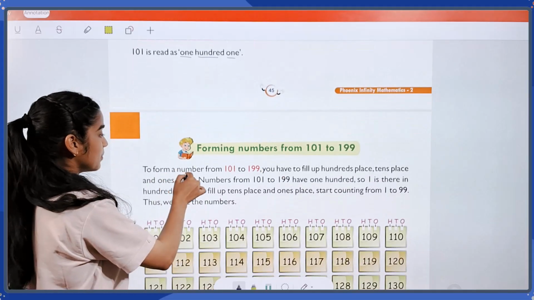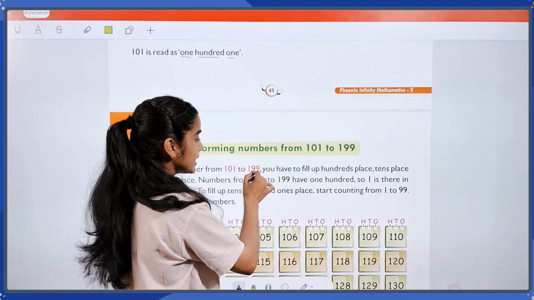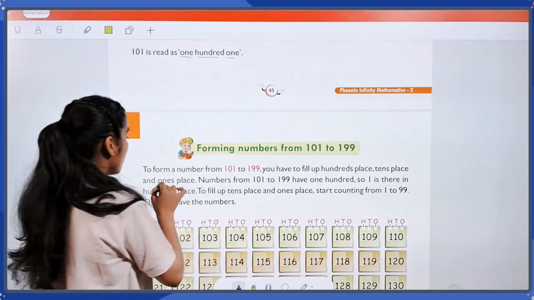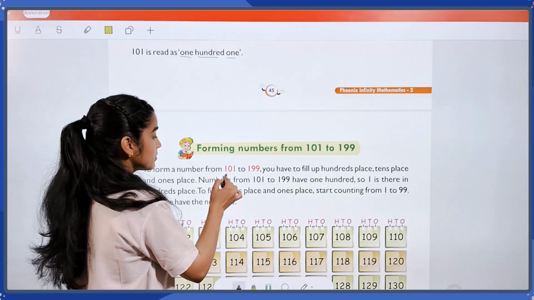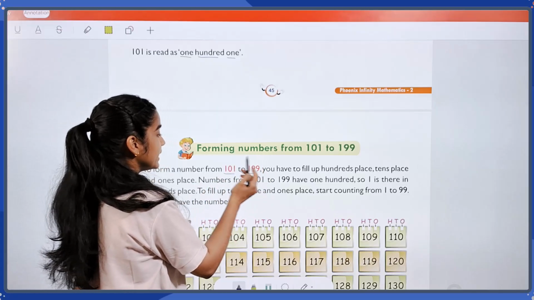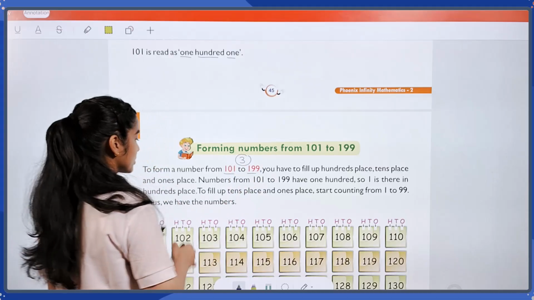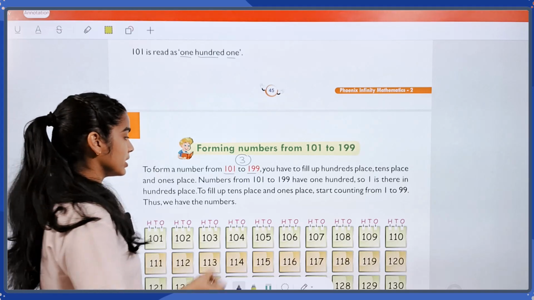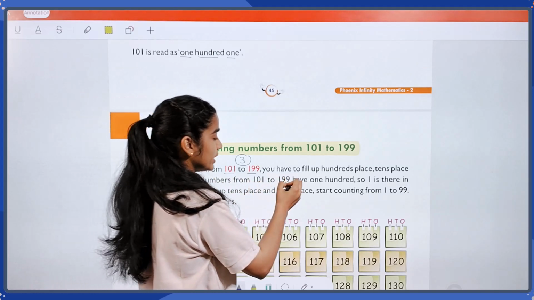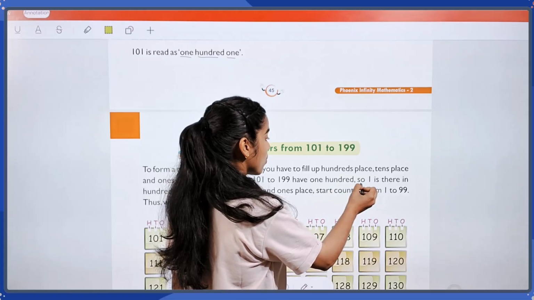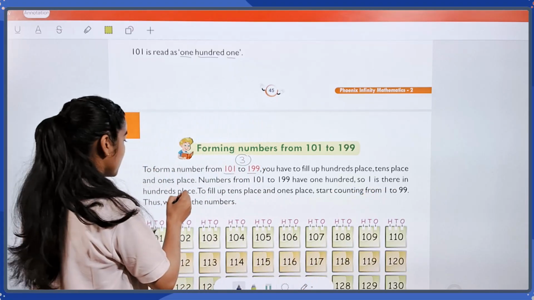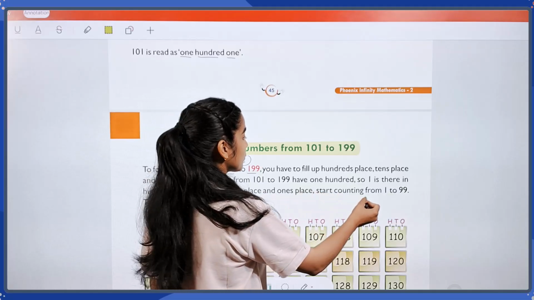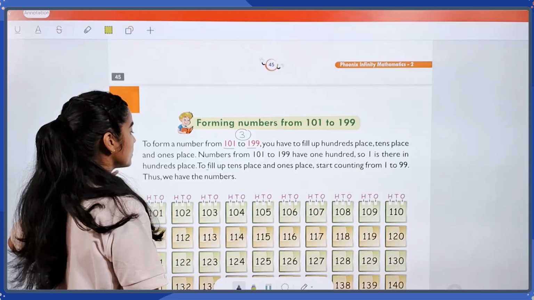Forming numbers from 101 to 199. To form a number from 101 to 199, you have to fill up the hundreds place, tens place and ones place, because the numbers between 101 and 199 are three-digit numbers. So we need three place values: ones, tens and hundreds. Numbers from 101 to 199 have 1 in the hundreds place. To fill up the tens and ones places, start counting from 1 to 99.